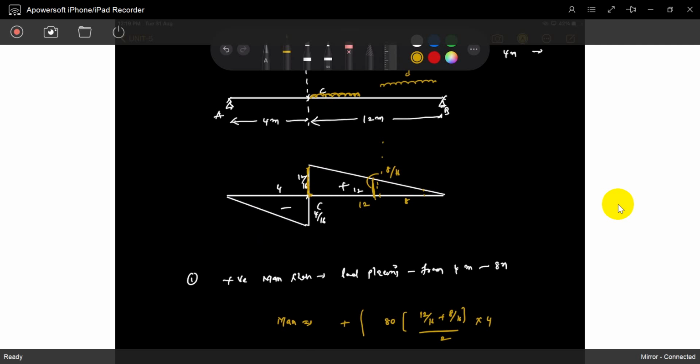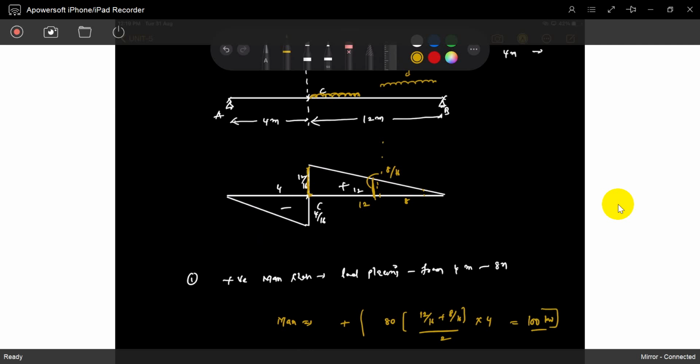So 12 plus 8 is 20. 20 divided by 16, divided by 2, multiplied with 80, multiplied with 4. It's 100 kilonewtons. That is the maximum shear we get at that section C.